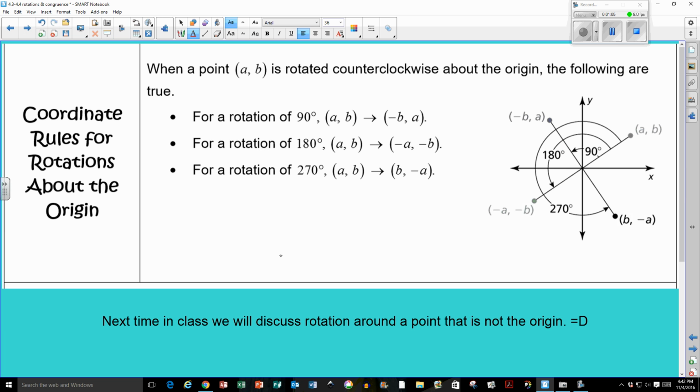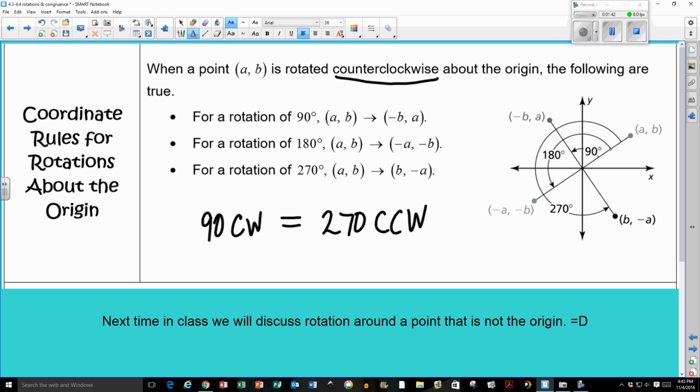All right, so here are your rules for rotations. When you rotate 90 degrees, they switch places and the y will become negative. For 180, they simply become the opposite of what they already are. And for 270, they switch places, and now the second one will become negative, or opposite of what it is. Also keep in mind that these are all rotating counterclockwise. So a 90-degree clockwise rotation is the same thing as a 270 degrees counterclockwise.